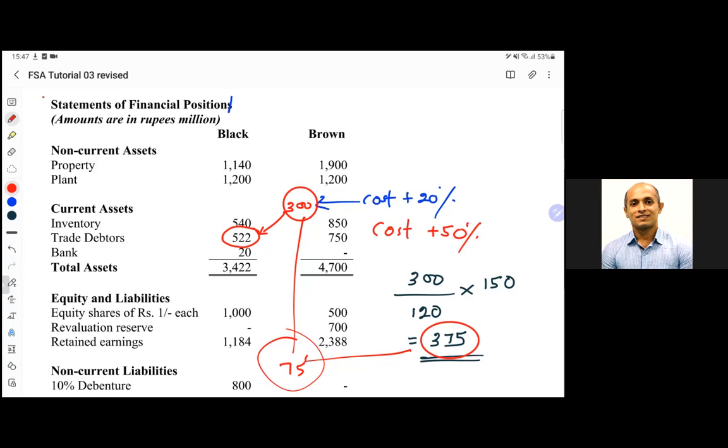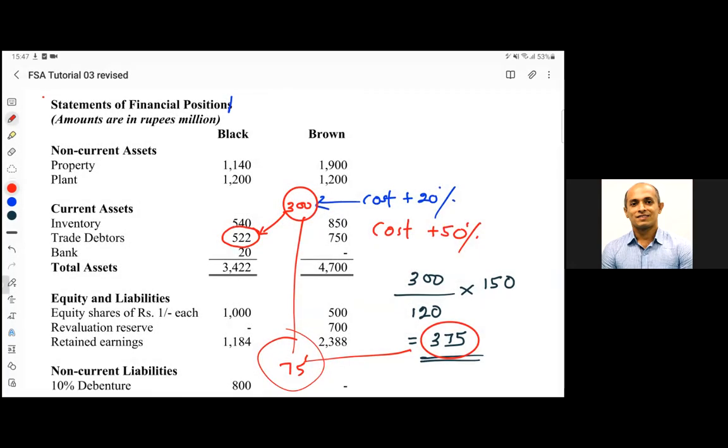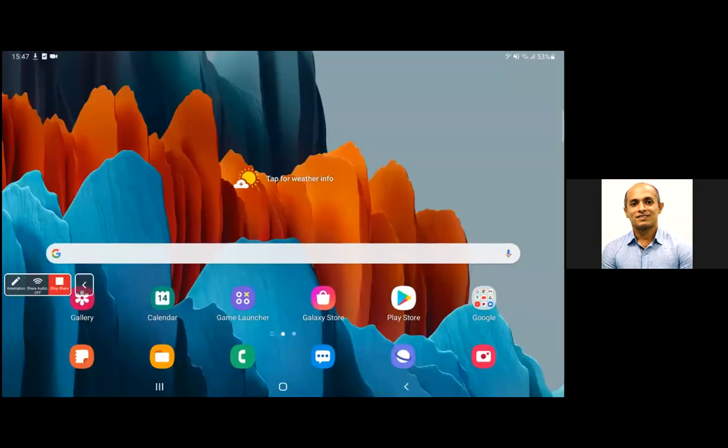Right. So we'll do that adjustment in the worksheet given. You can download the worksheet. I have uploaded the Excel worksheet with the tutorial. So we'll see how adjustments are done in that worksheet.